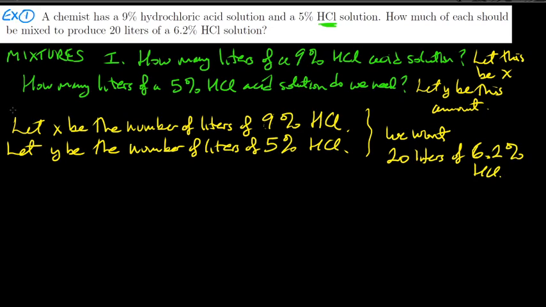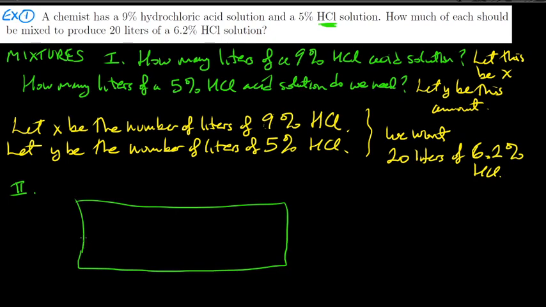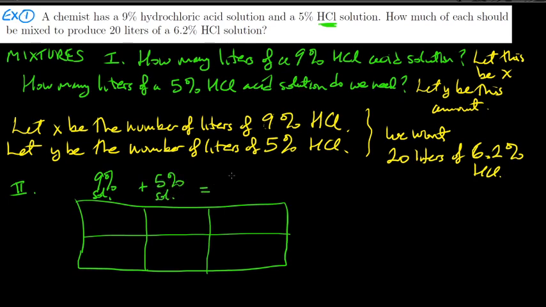Okay, right, so step 2. Well, as always, make a table. So what do we have? We have a 9% solution. We have a 5% solution. And when we mix them together, remember, we're not adding the percentages, right? We don't get a 14% solution. What we want for the mixture is a 6.2% solution.